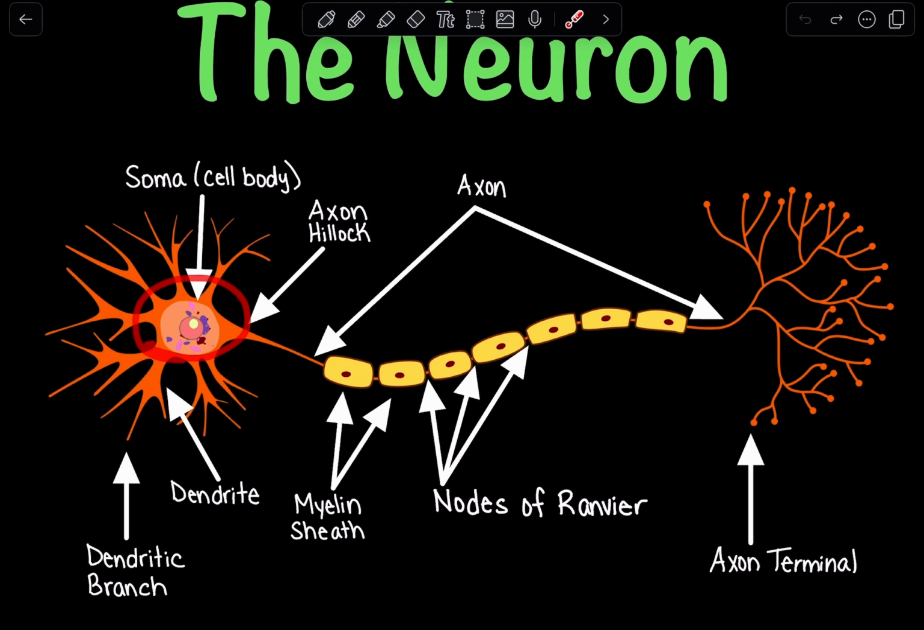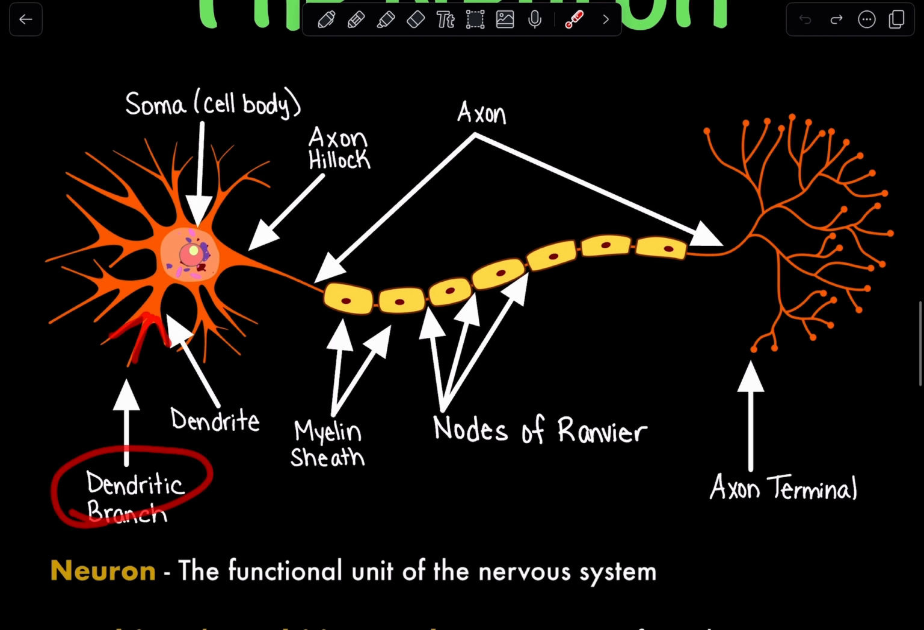From that cell body, we can see that we have these protrusions or these extensions. Now, these extensions are referred to as dendrites, and these dendrites further branch off into dendritic branches. So you've got the dendrite, and then you have the dendritic branches. Now, these dendrites are responsible for receiving signals from a neighboring neuron.